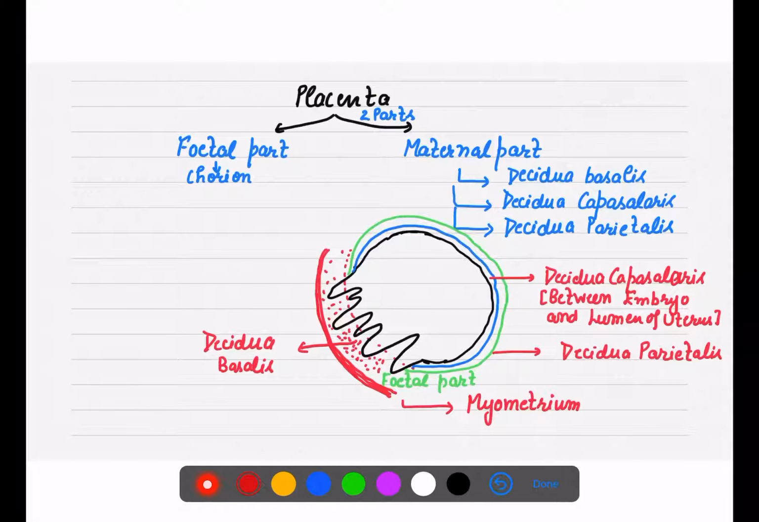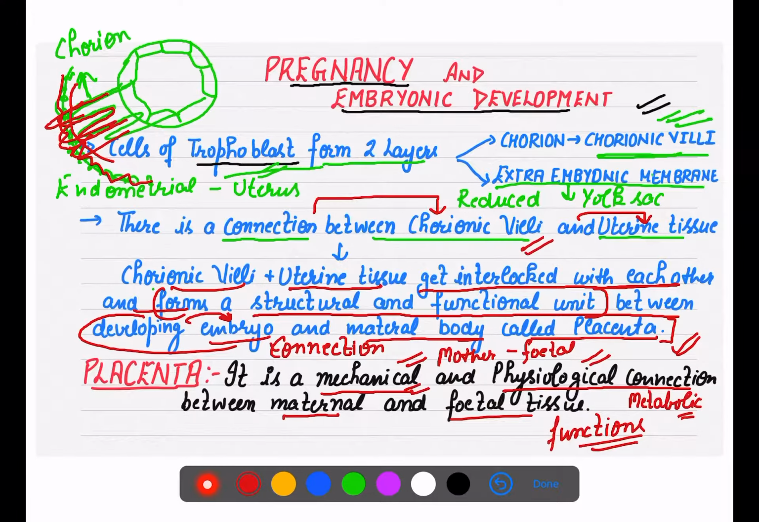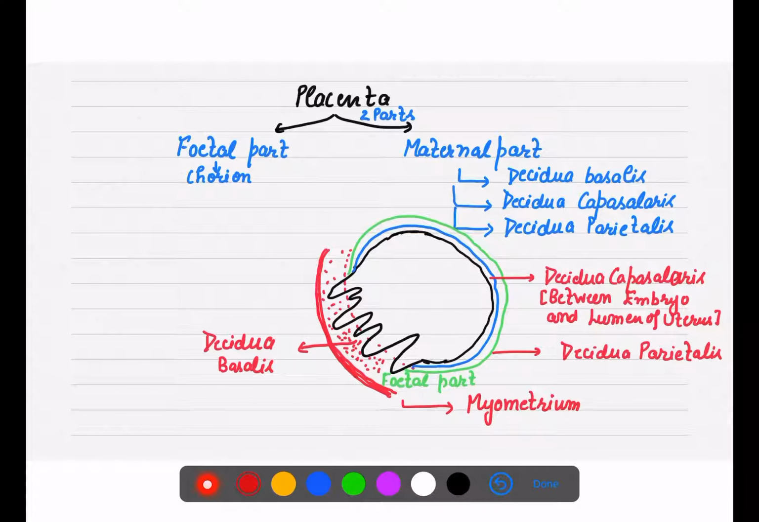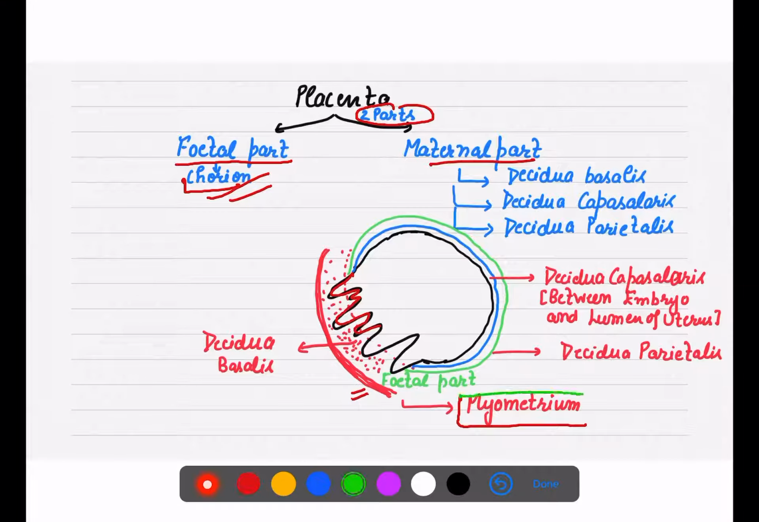So placenta is generally written down as two parts. One is towards the fetal side, that is the chorion. So chorion is these finger-like projections, they are towards the fetal side. And the maternal part, the endometrium specific layer, if I have to tell you, then the myometrium is getting connected with the chorion, right?